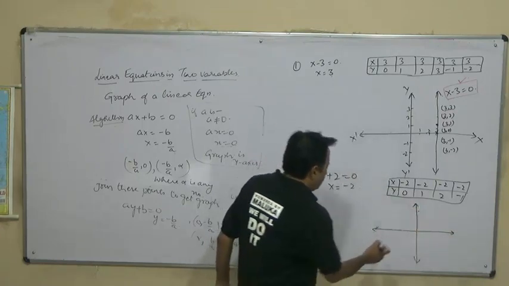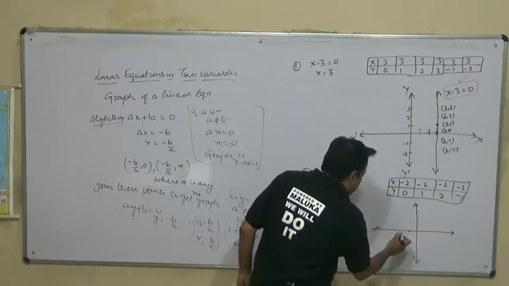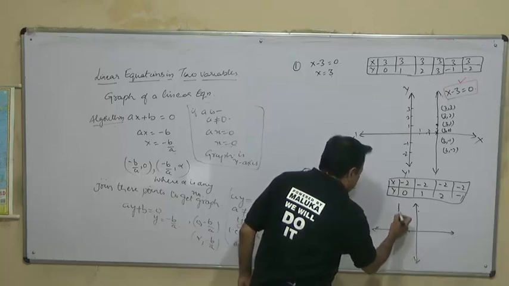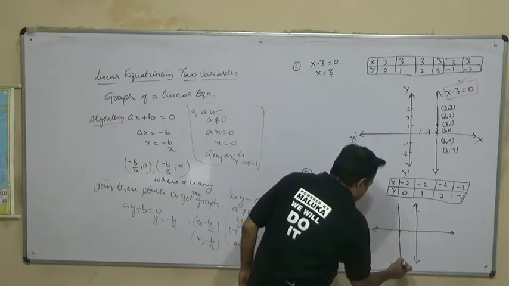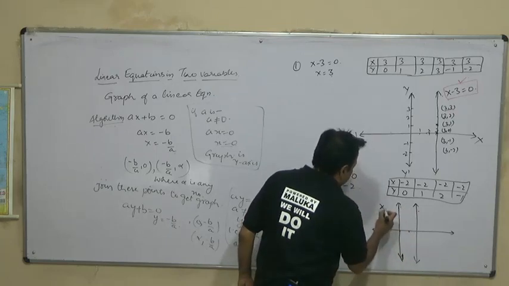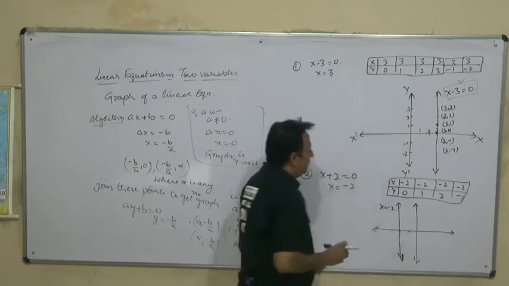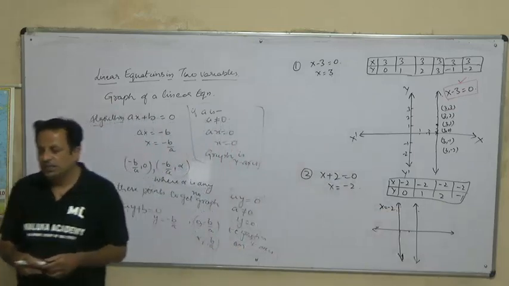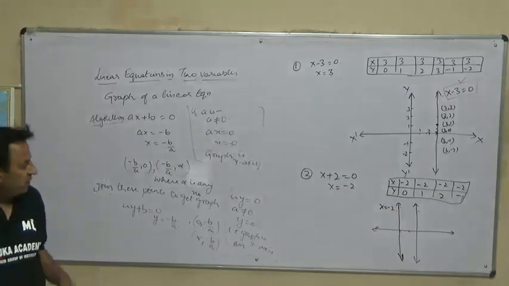X is minus 2, this is minus 1, this is minus 2, and the graph will be here. This will be your graph for x is equal to minus 2.